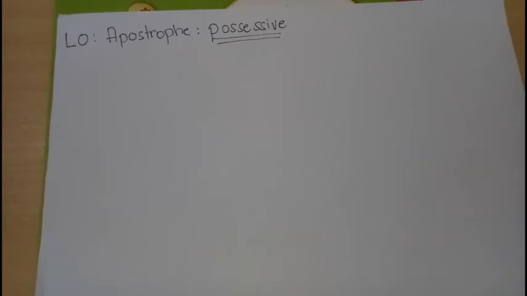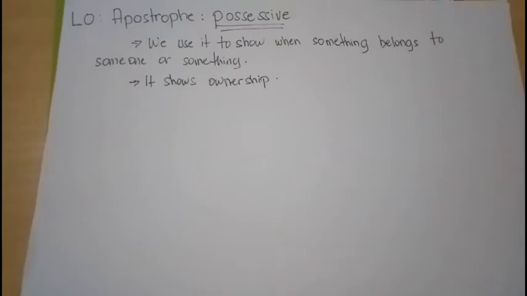In today's English, we are going to learn about apostrophe, but this time it's about possessive apostrophe. The difference between possessive apostrophe and contraction is that we use possessive apostrophe to show when something belongs to someone or something. I will write the meaning here. You can pause the video and copy the meaning in your notebook. As the meaning says, we use it to show when something belongs to someone or something, or it shows ownership.